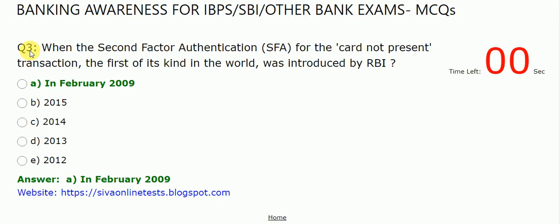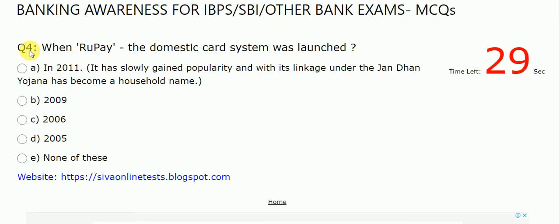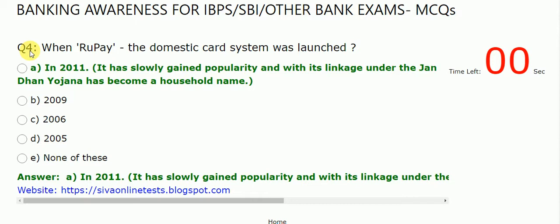Question 4. When was RuPay, the domestic card system, launched? Options. A. In 2011. It has slowly gained popularity, and with its linkage under the Jan Dhan Yojana has become a household name. B. 2009. C. 2006. D. 2005. E. None of these. Answer. A. In 2011. It has slowly gained popularity, and with its linkage under the Jan Dhan Yojana has become a household name.